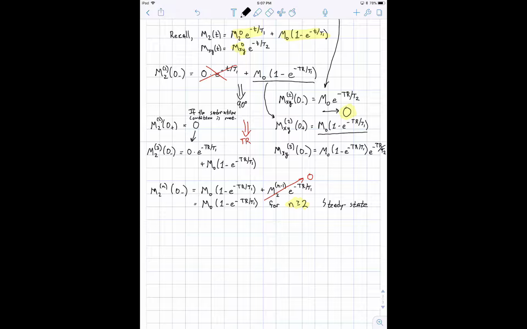We could also write down what happens to the transverse plane, right? And so for the transverse magnetization, we can generalize it. So this is transverse magnetization immediately before the nth RF event. And that's going to depend on the state of the transverse magnetization for the n-1 event at time 0 plus, so immediately the event before, but right after the RF pulse. And that's going to just decay as e to the minus TR over T2.